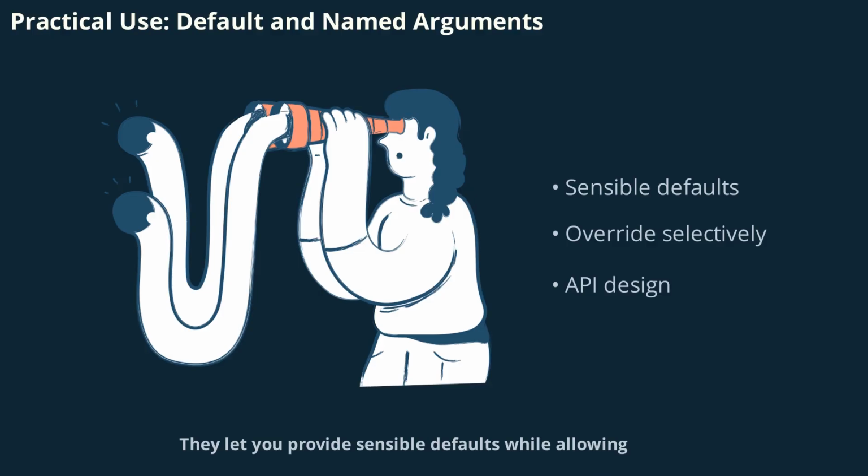Default and named arguments are especially useful in APIs and library design. They let you provide sensible defaults while allowing callers to override only the parameters they need. This makes your functions easier to use and less error-prone, especially as the number of parameters grows.